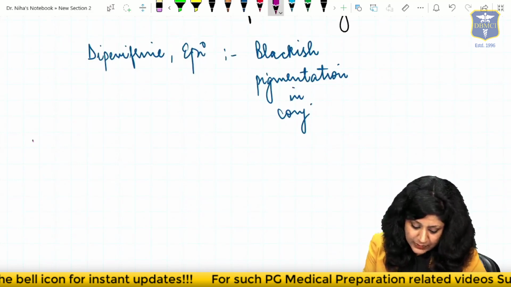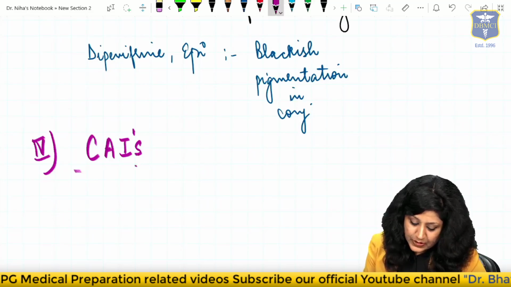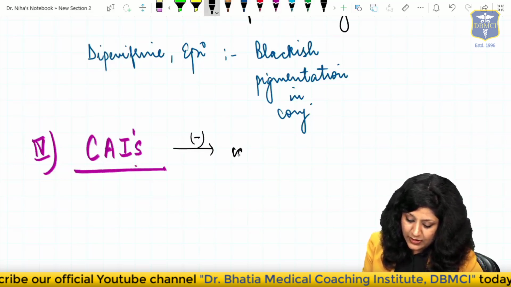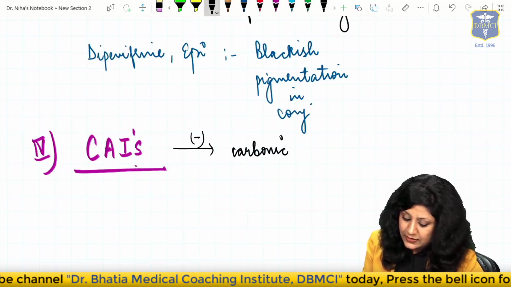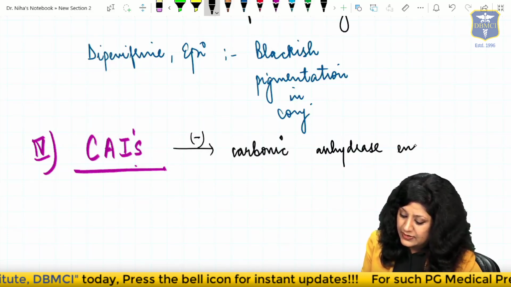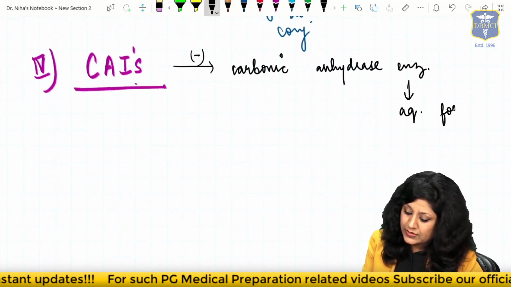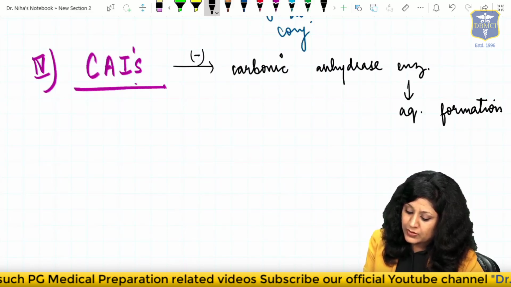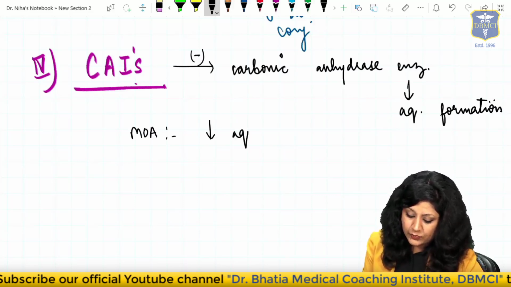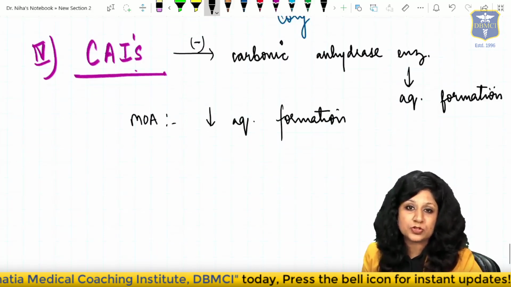Okay, now coming to the fourth one. Fourth is the carbonic anhydrase inhibitors. Now as we know, they are inhibiting the enzyme carbonic anhydrase, right? And this enzyme is responsible for aqueous formation. So basically what is their mechanism of action? They are decreasing the aqueous formation, right?